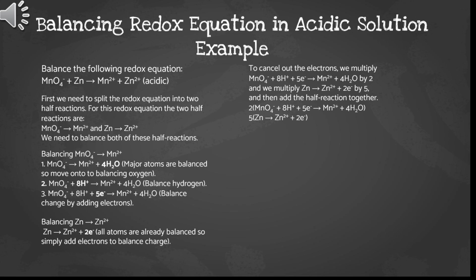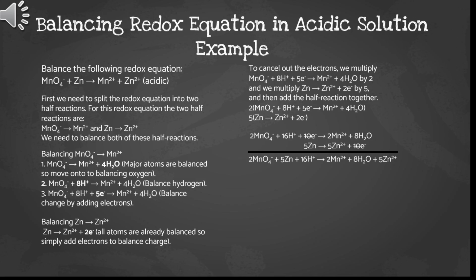We then want to add the two equations together and cancel out all the electrons. So we multiply MnO4- plus 8H+ plus 5 electrons forms Mn2+ plus 4H2O by 2, and we multiply Zn forms Zn2+ plus 2 electrons by 5, and then add the half reactions together. Adding the two half reactions together gives us the balanced redox reaction of 2 MnO4- plus 5Zn plus 16H+ form 2 Mn2+ plus 8H2O plus 5Zn2+.